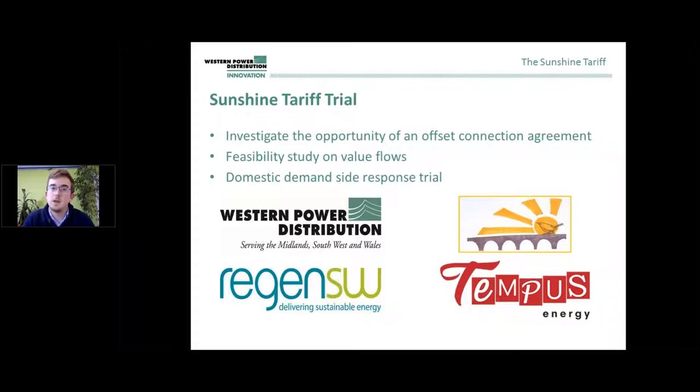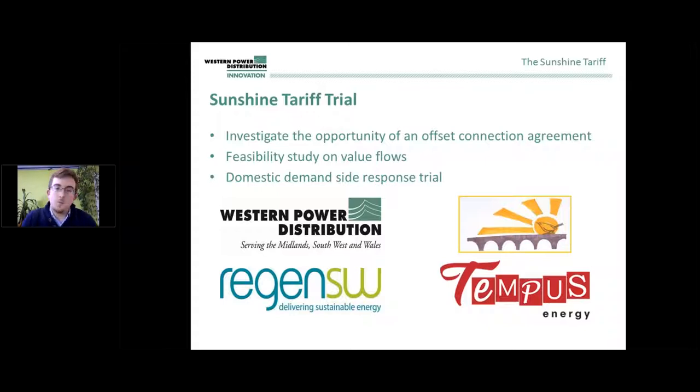We started off with some feasibility work to understand the value flows around this, to understand what could and couldn't be done, and what would be helpful to generators. And then we followed that up with an actual domestic demand side response trial, recruiting customers in Wadebridge and seeing whether they could shift energy.